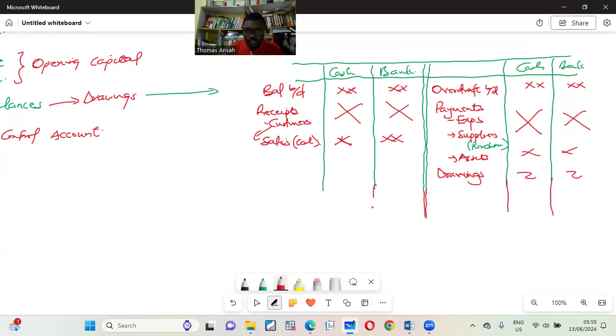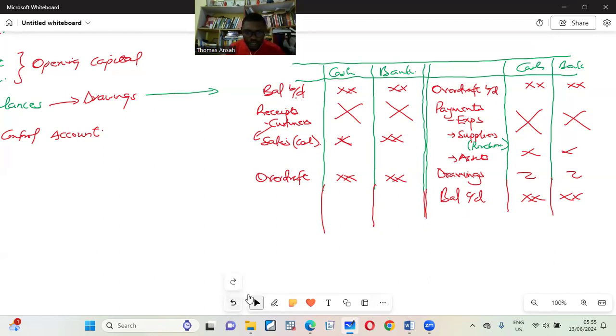All right, so you can close the account. Watch this. When you are closing the account, because the balance brought down is here, the balance carried down will be here. So put it in. And if the question started with an overdraft brought down, then your overdraft carried down will be here. You can have the two at the same time, so be careful, or you may not. Then you balance off your account.